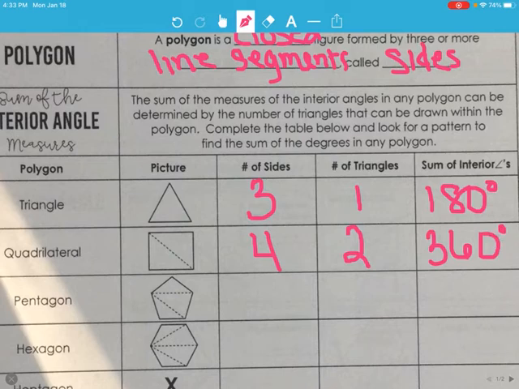Next, we have a pentagon, which is a 5-sided figure. As you see in the picture, it can be broken up into 3 different triangles. And if it's 3 triangles, 180 times 3 is 540 degrees.